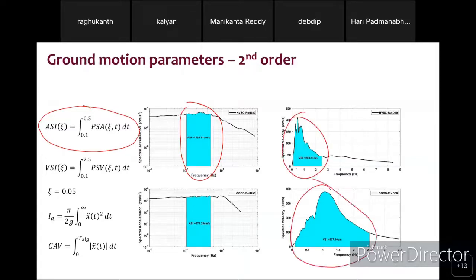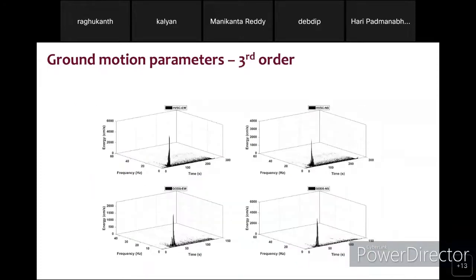These are all the parameters. Of course, for an engineer to design a structure, we require only the response spectra. But if you want to do liquefaction, landslide analysis, nuclear reactor shutdown or whatever, the other parameters are also widely used in practice. So all these parameters have been estimated from the data.